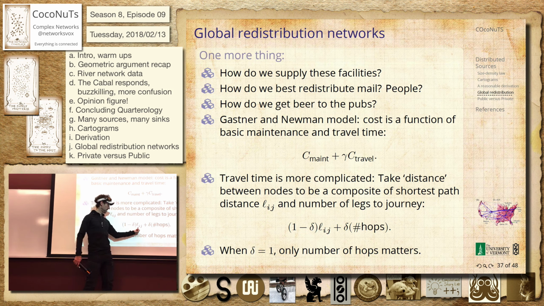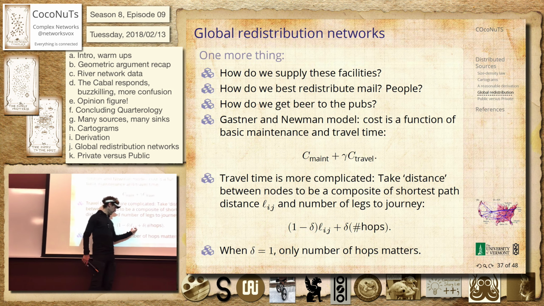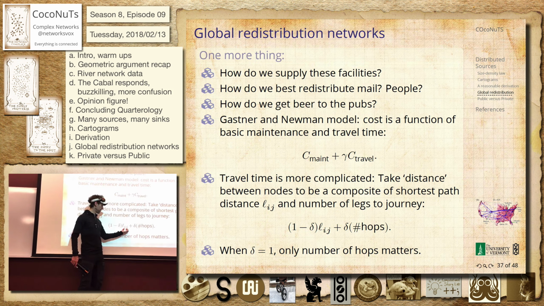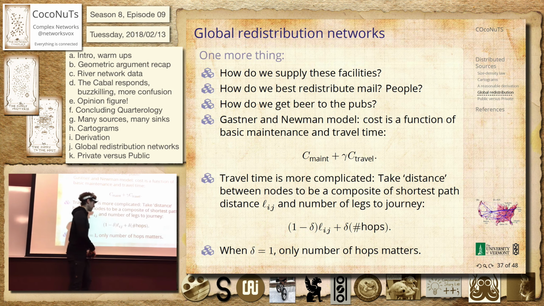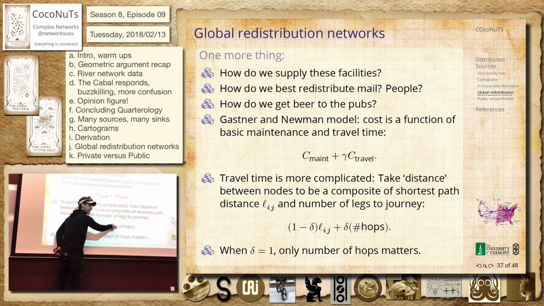is to just put a balance here. So we're going to say this is the length of a trip for a particular section of the trip, and then this is the total number of hops. So you can dial this between, if we put delta equals 0, we're only worried about the total distance. That's the pain, essentially. So if you're driving across the country, you're not really worried about all the towns you go through. But if you're flying, then you'd want to turn delta up a little bit.